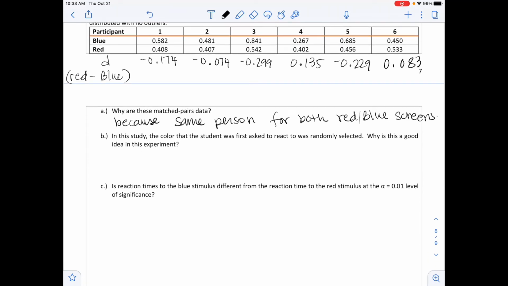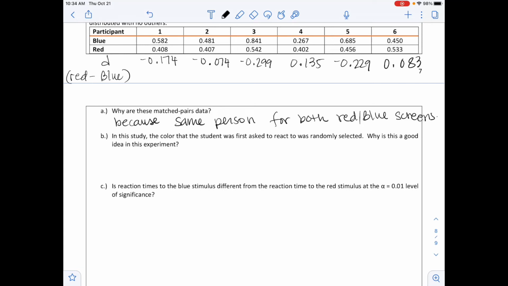Part B says, in this study, the color that the student was first asked to react to was randomly selected. Why is this a good idea in this experiment? So if you're asked to press a key upon seeing something, you probably are going to start to figure out and learn how to react a little bit faster as you get a little bit more used to how this experiment is going to be conducted. Just like how usually when you try something new, it takes just a minute or two to kind of wrap your head around it, try it a few times, and then you kind of adjust. And so if they start everybody with blue, then by the time they all get to red, maybe they have learned from how the experiment is going.